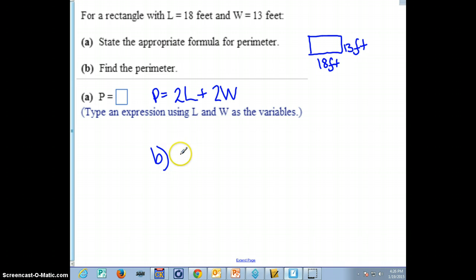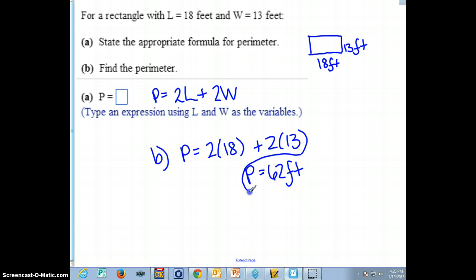Now, if I wanted to find the perimeter, I could actually plug those in. My length would be 18, and my width would be 13. So if I plug those in, 2 times 18 plus 2 times 13 is going to give you 62. So the perimeter is going to be 62 feet. Now you're going to see this formula again, I guarantee you. Big deal for them.